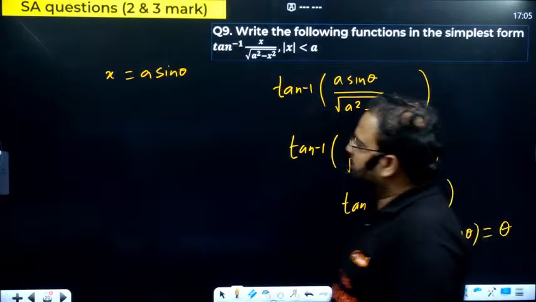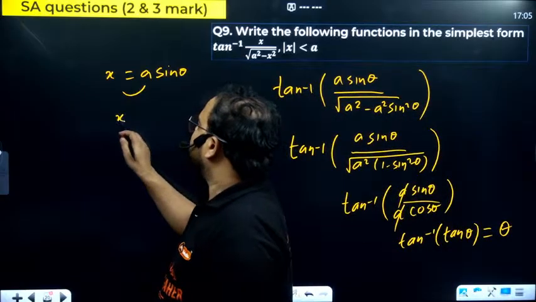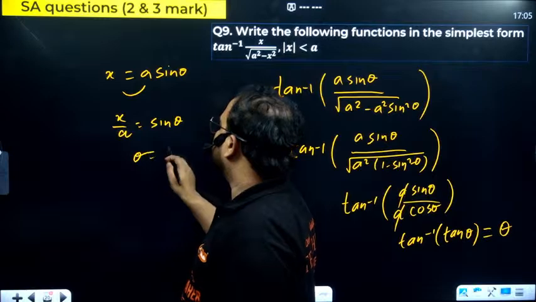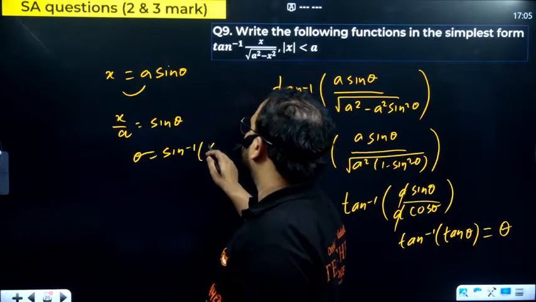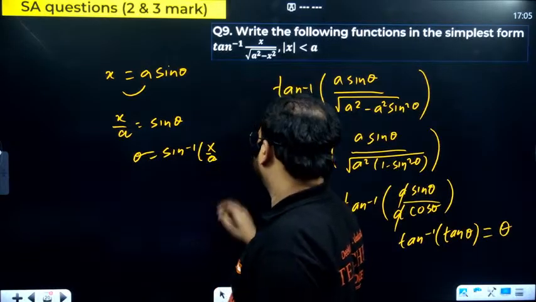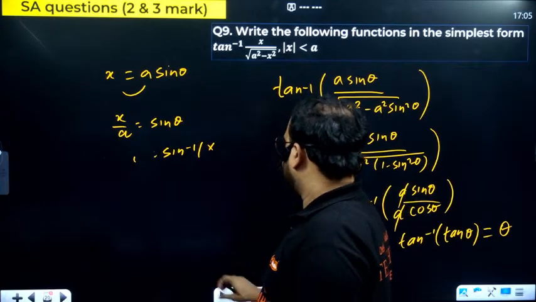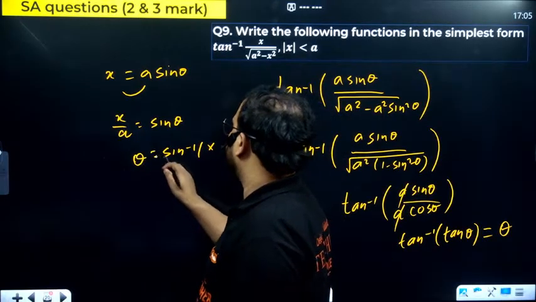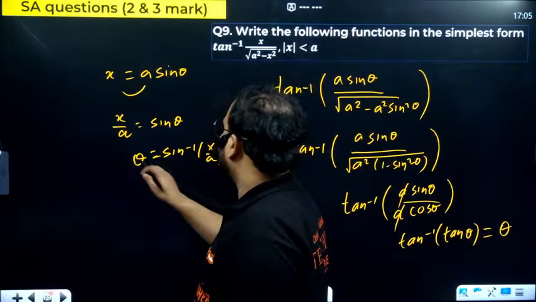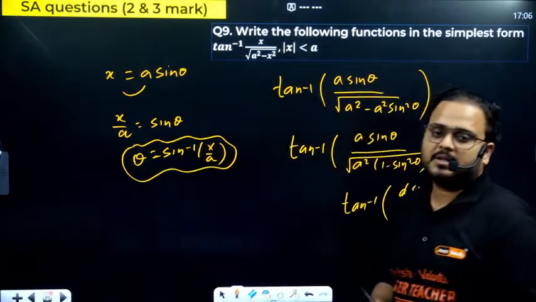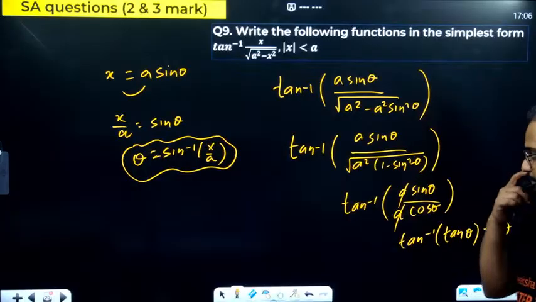So if you check over here, x by a equals sine theta. Theta equals sine inverse of x by a. And that's my answer. This is my answer. Clear?